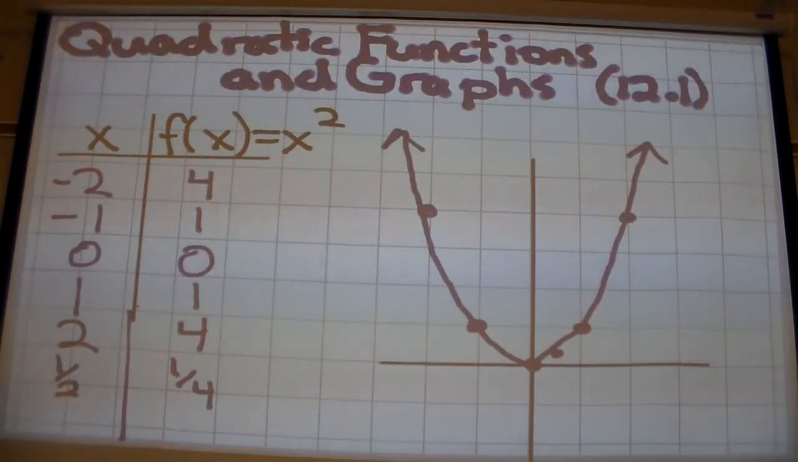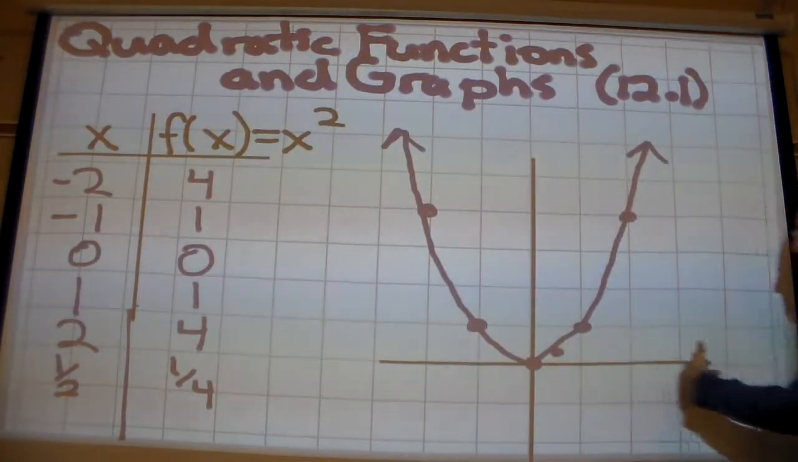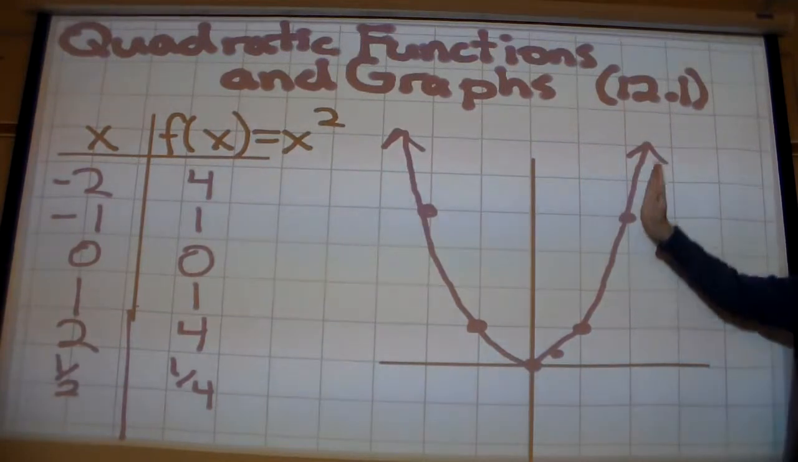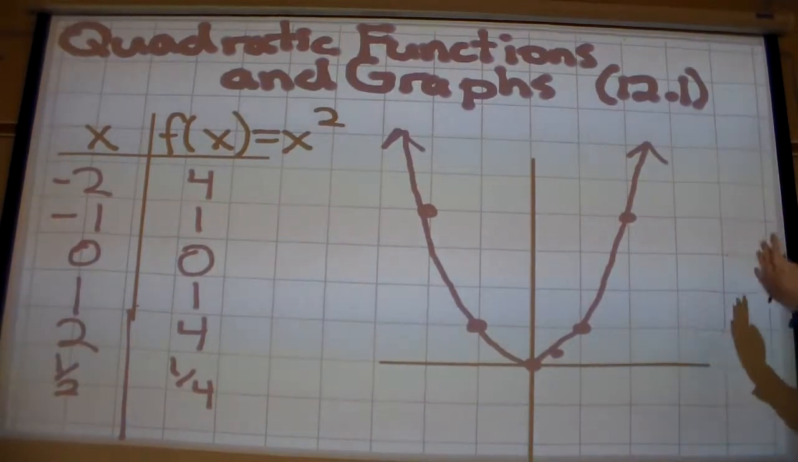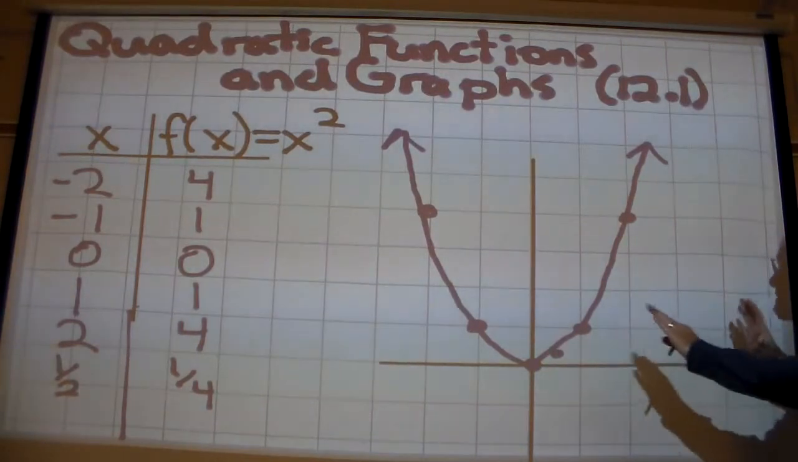Because I could always plug in another x value that would be further out. So if I came all the way out here to like 10, that's 100. So it's way up there. It took a while to get to it, but it does keep slowly growing out as it goes. It doesn't curve back around. That's a little bit different than we want.